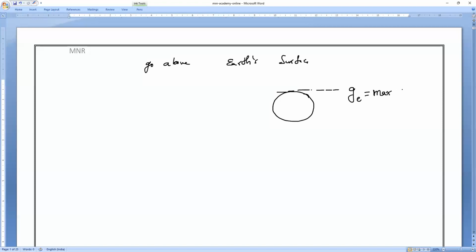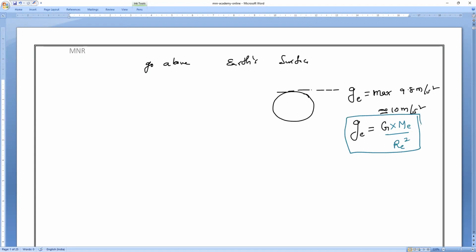That is what we used to say: of course, 9.8 meters per second squared, so approximately equal to 10 meters per second squared. That is the formula. What is the formula, everybody? Acceleration due to gravity g is equal to the universal gravitational constant G times the mass of the Earth M divided by the square of the radius of the Earth. So that is the acceleration due to gravity at the surface of the earth.